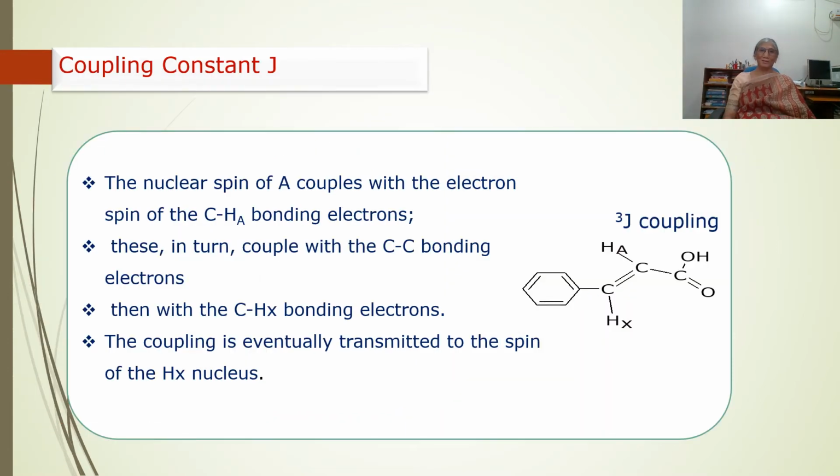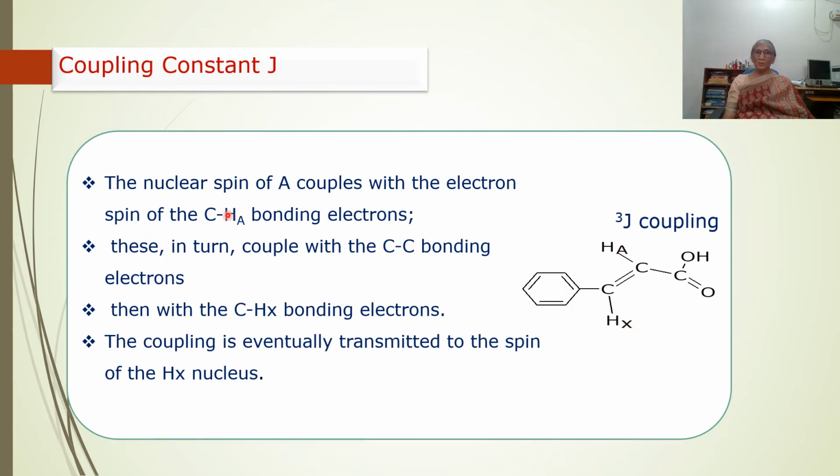Spin-spin coupling is not a field phenomenon, but it occurs through the intervening covalent bonds. The two coupling protons, HA and HX, mutually couple with each other, so their signal splits up into two peaks. A doublet is seen for proton A and proton X.